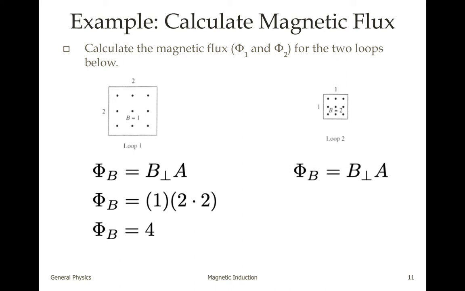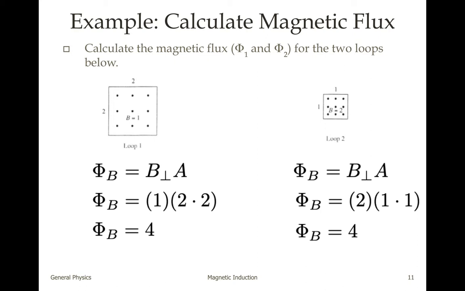Okay, so then loop 2 is different, right? It's still a square, but it's 1 by 1, and the strength of the magnetic field is 2. So we go through the same process. Again, we're starting with a configuration where the magnetic field is perpendicular to the square. So we just substitute 2 for the magnetic field, and then the area of our square is just base times height. So that is 1 times 1, and we get a magnetic flux of 4.